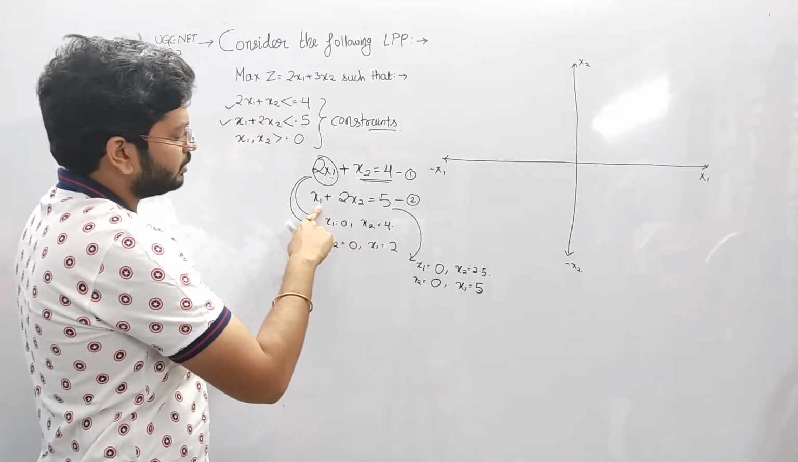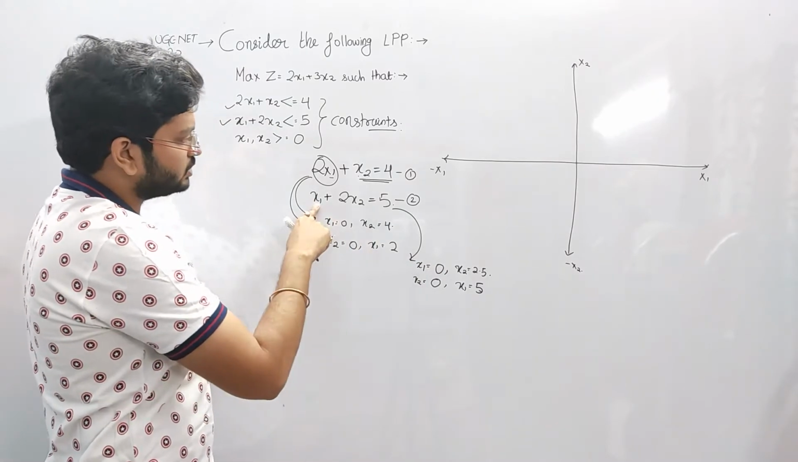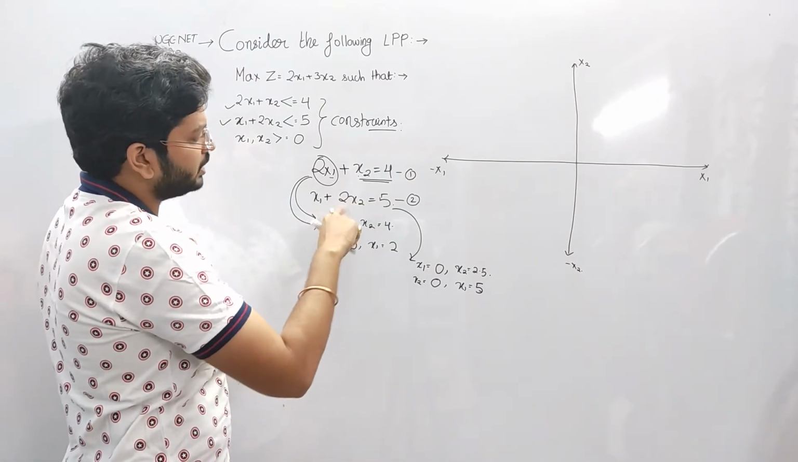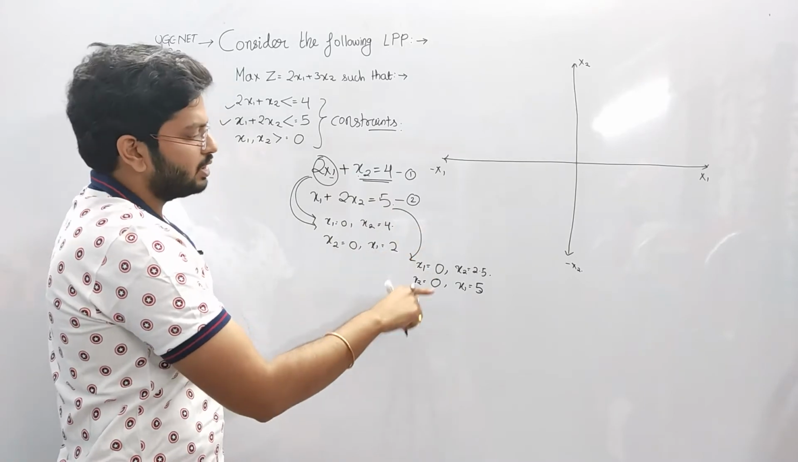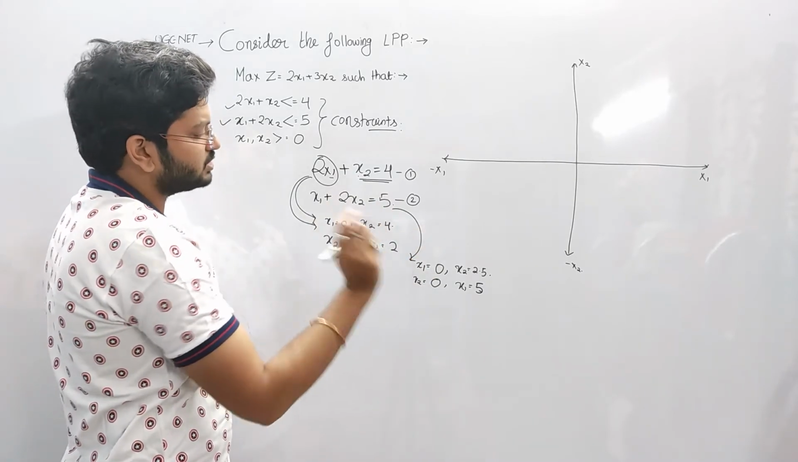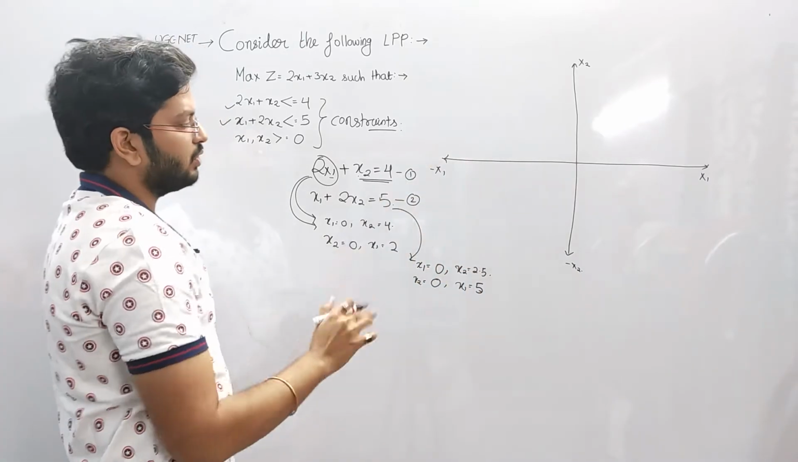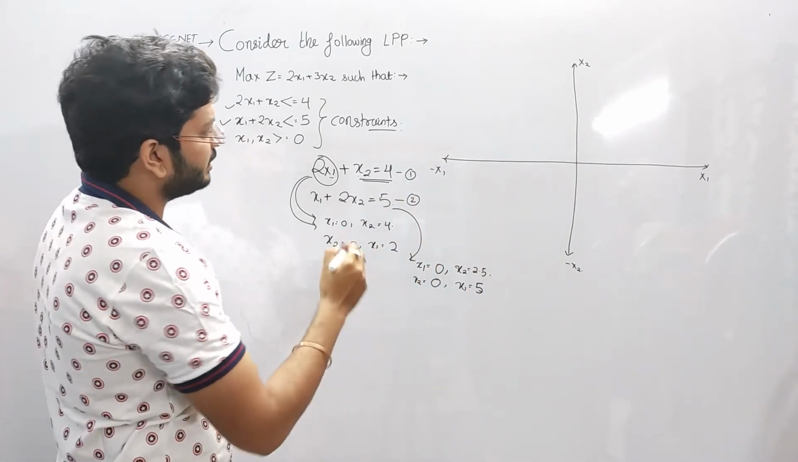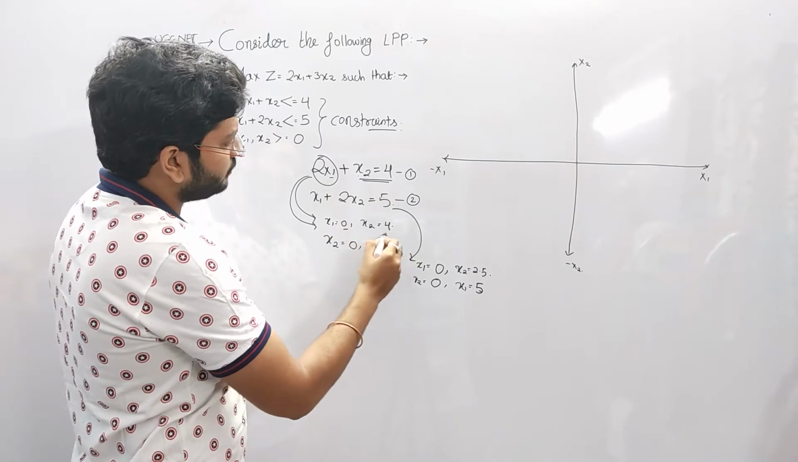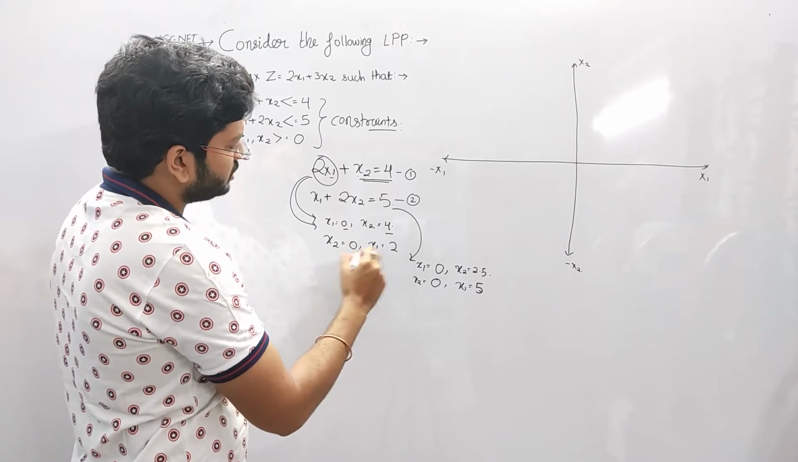See, if I put x1 equal to 0, x2 will be 2.5. 2 will be divided that side, it will be 2.5. And for x2 equal to 0, x1 will be straightly 5. Now I have to simply plot these points in the graph. What are the 2 points that I am getting here? One is 0, 4. One is 2, 0.